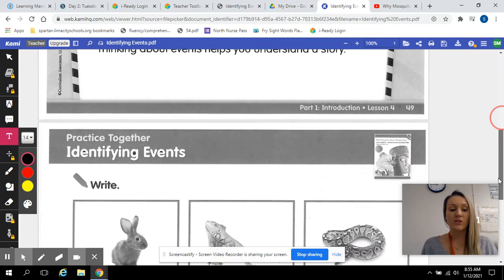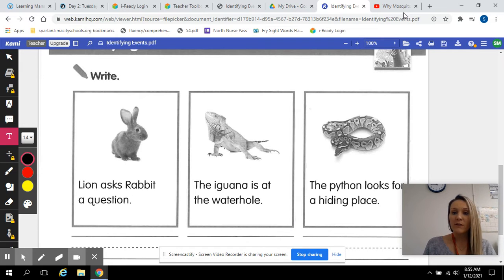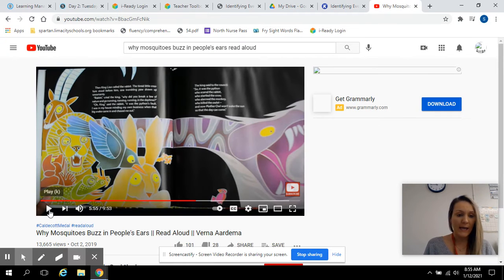So you should have listened to Why Mosquitoes Buzz in People's Ears. And first, we're going to listen to this page of the story to answer our question for today.